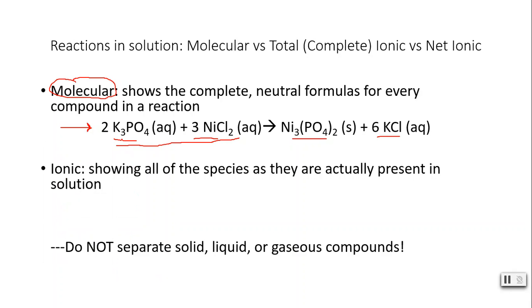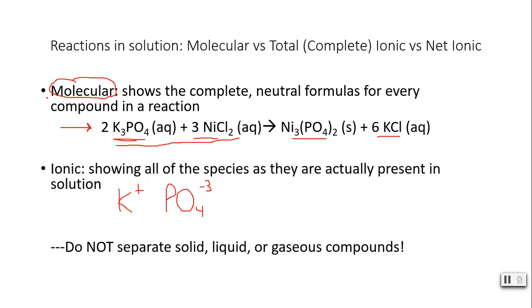So in my reaction beaker, I really don't have potassium phosphate swimming around in solution as an intact molecule of potassium phosphate. I have potassium ions and I have phosphate ions that are swimming around in solution. Remember, the phosphate's a groupie, it's a polyatomic, so that 4 comes along for the ride.